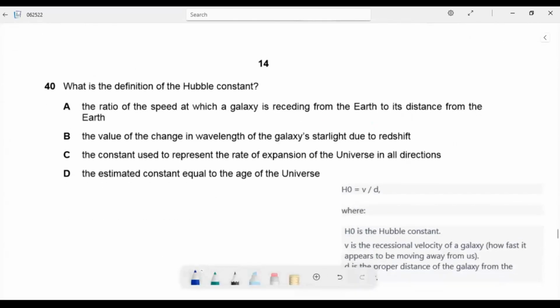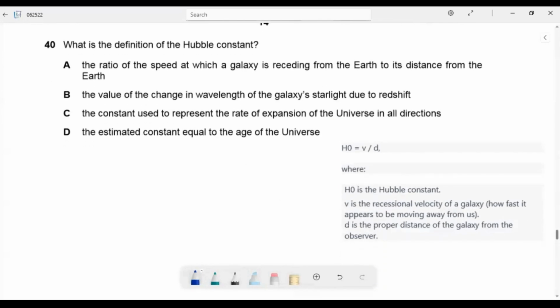What is the definition of the Hubble constant? That is equal to v by d. v is the recessional velocity of the galaxy, how fast it appears to be moving away from us. And d is the proper distance of the galaxy from the observer. So here the right answer is A. It is the ratio of the speed at which the galaxy is receding from the Earth to the distance from the Earth.